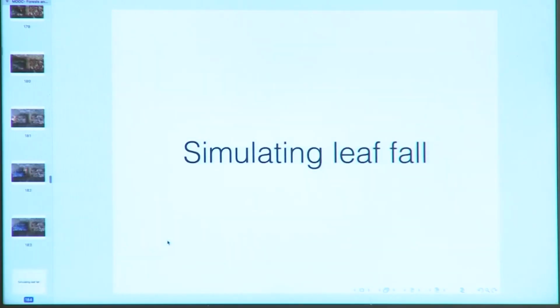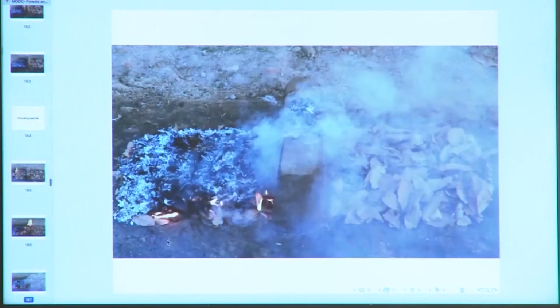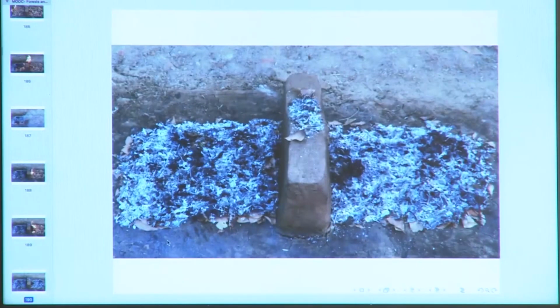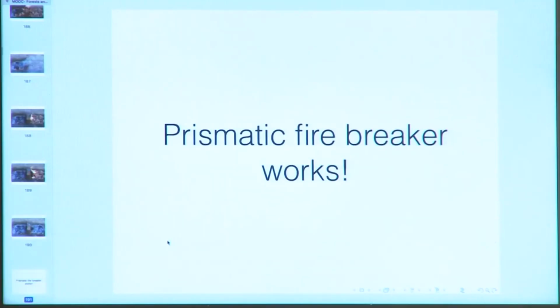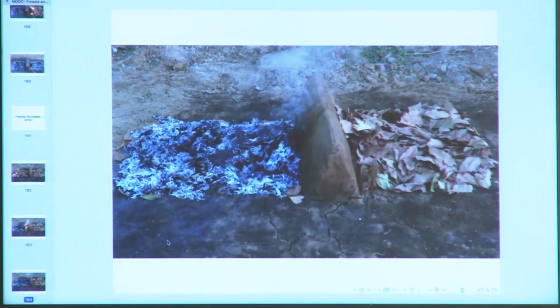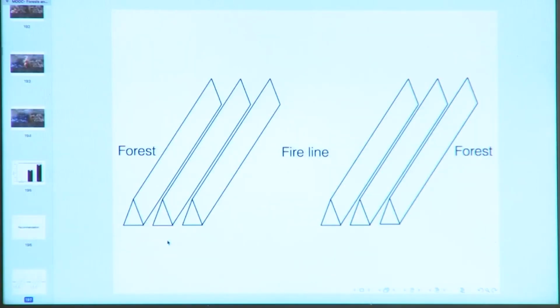So, it stops there. Now, if you try to simulate the leaf fall, if it comes on top of this cuboidal fire breaker, then it will burn. The flames will be able to reach the top, and after a while, if there is a wind movement, there is a possibility that the fire will reach the second side and burn the second side as well. But in the case of a prismatic fire breaker, because flames can only go up, they cannot go down, the second side is much more protected. And so, we recommended that in the case of a fire line, on both the sides we should be making the fire breakers.